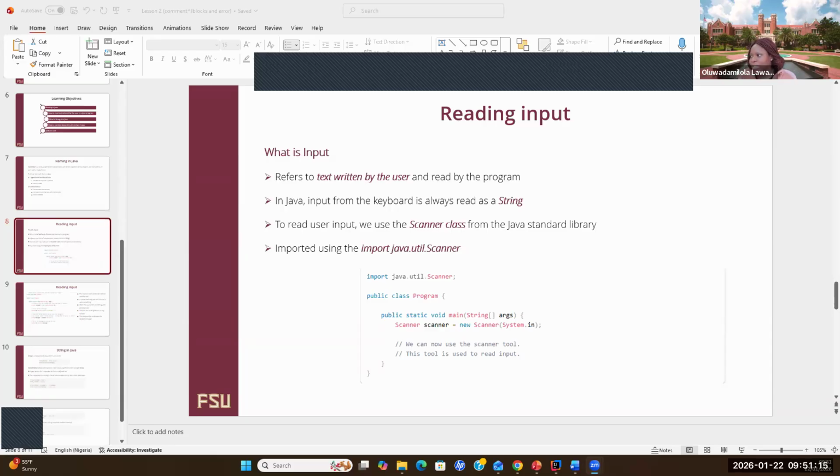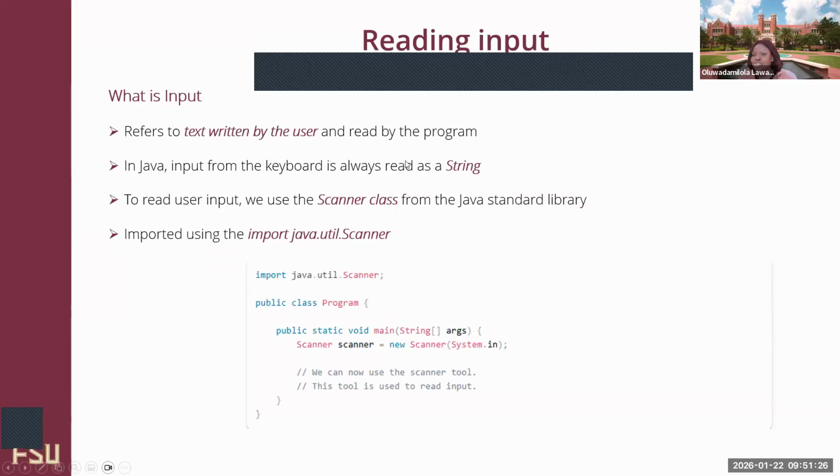Majorly it is in string, because even if you put numbers, the computer understands the number as string as well. So when you're telling the user to provide some information, text written by the user, the program will need the text to run the other code. Do you understand what I'm trying to say? We will see an example of that when we get to the lab works as well. So in Java, input from keyboard is always read as string.